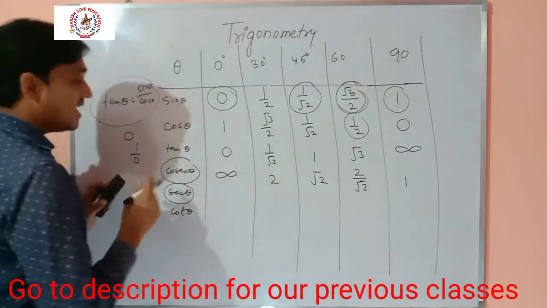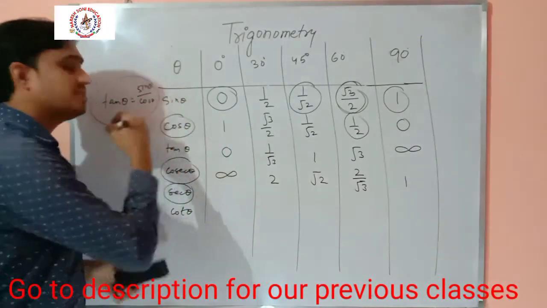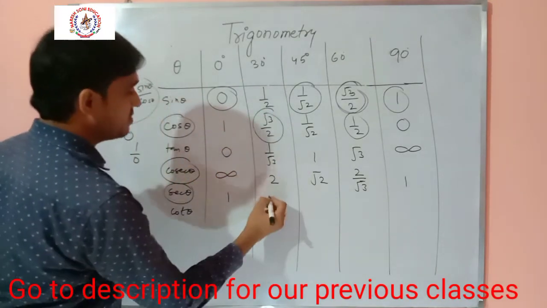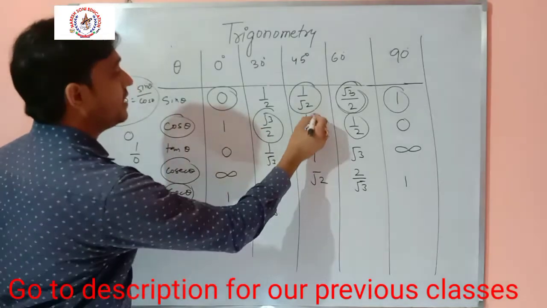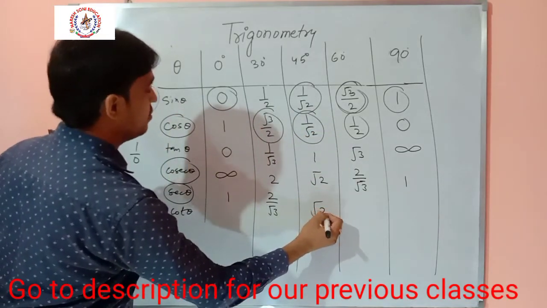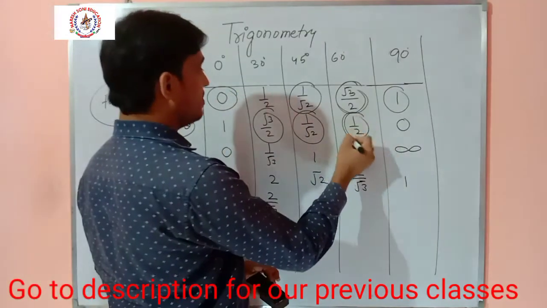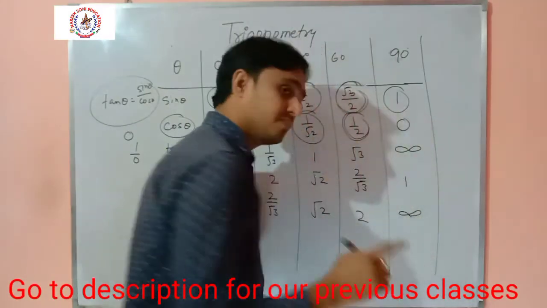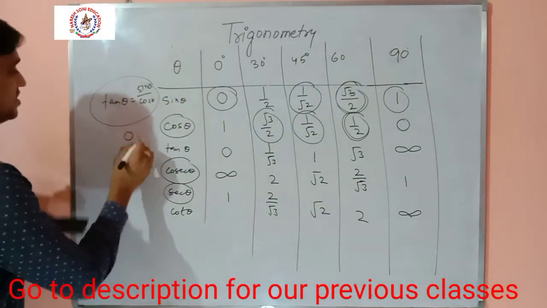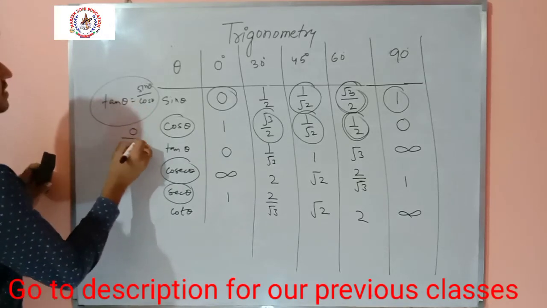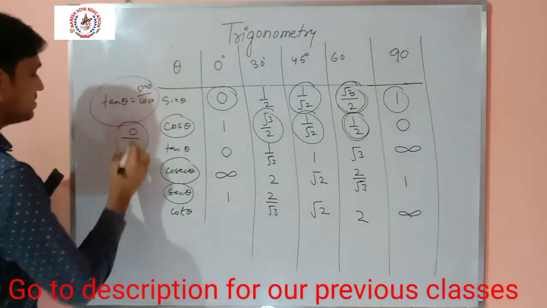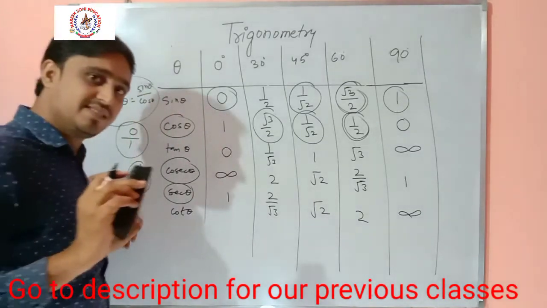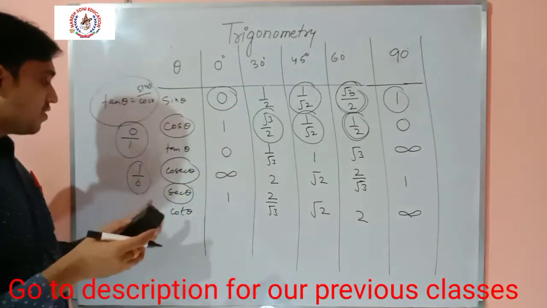And sec theta is the inverse of cos theta. So inverse of 1 is 1. Inverse of this one is 2 upon root 3. Inverse of this one is under root 2. Inverse of this one is 2. And inverse of 0 is infinite. Because 0 is this one, and inverse of this is 1 upon 0. This is an infinite value. That is not defined. Understood, guys? Yeah. Next one is cot theta.